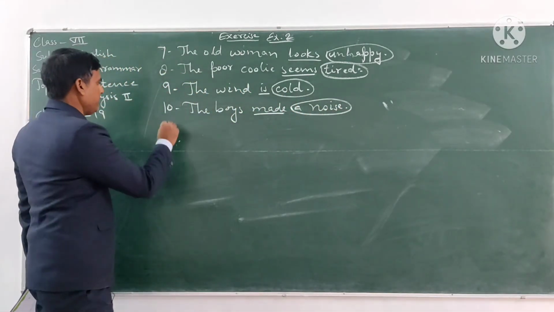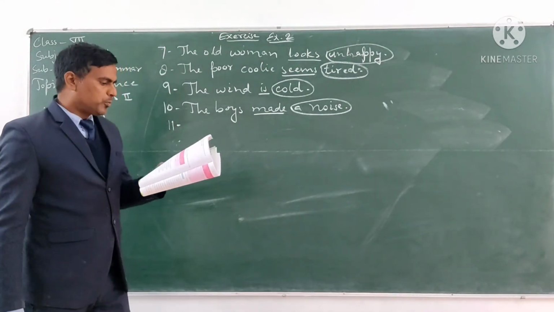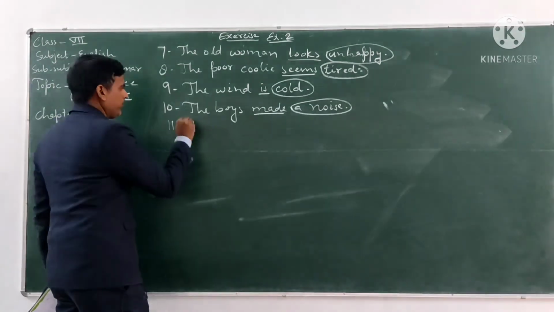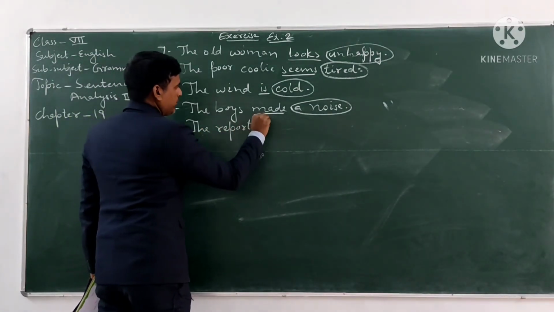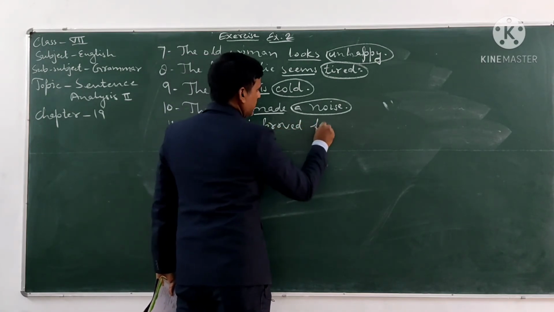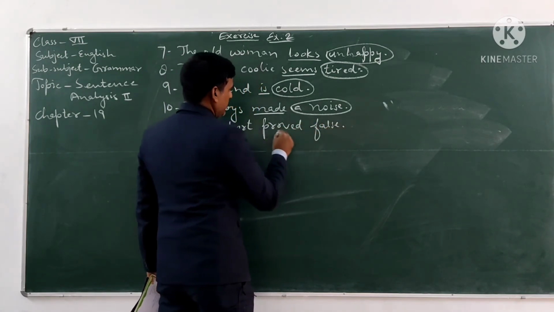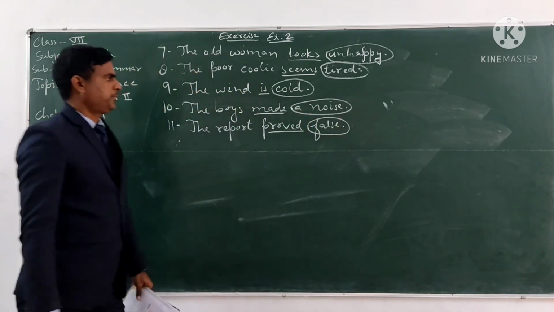Now see sentence number 11. Sentence number 11 is, the report proved false. So proved is the verb and false is the complement.